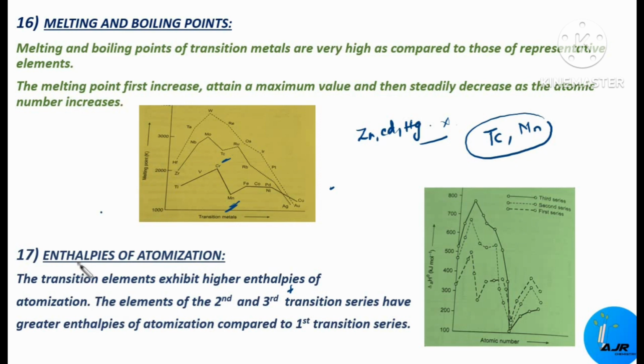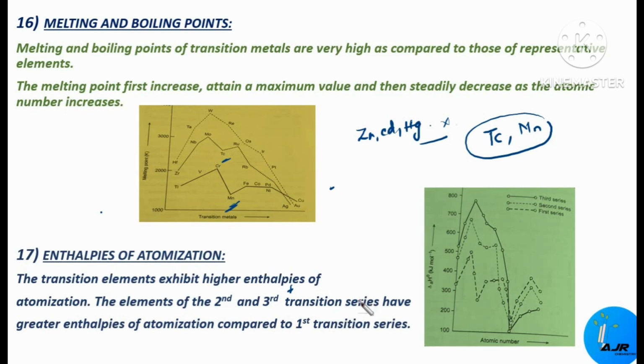Understood? So the next one is enthalpies of atomization. What is atomization actually? The enthalpy of atomization is the change in enthalpy when one mole of bond is completely broken into atoms in the gaseous phase. So the transition elements exhibit higher enthalpies of atomization, and the elements of the second and third transition series have greater enthalpies of atomization compared to the first transition series.